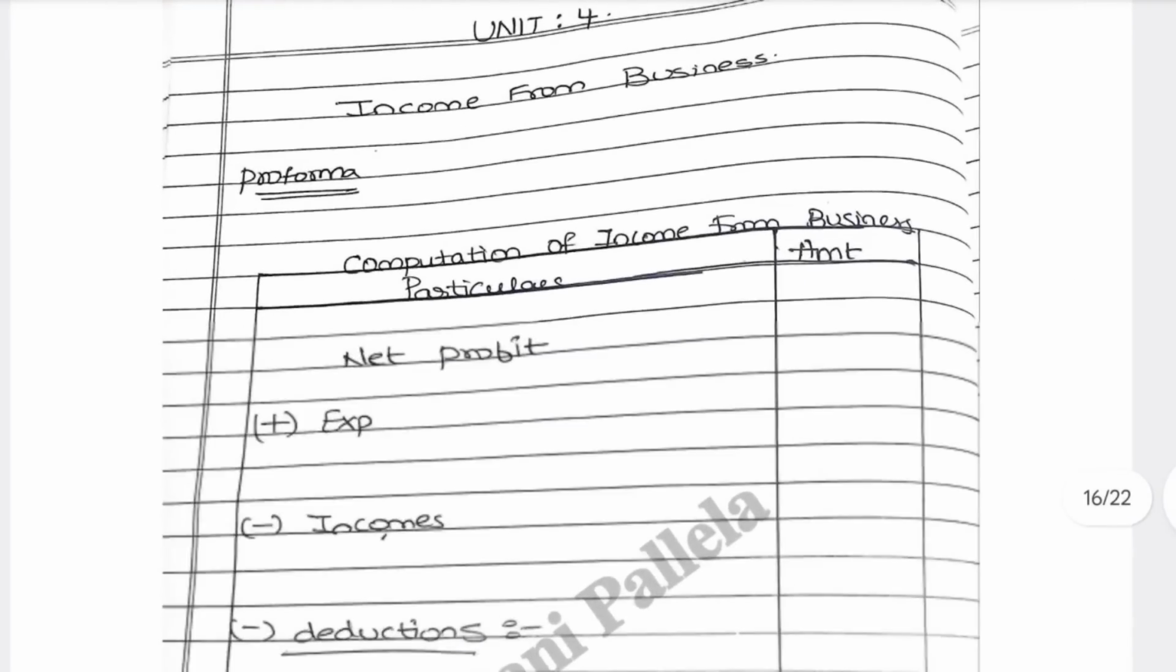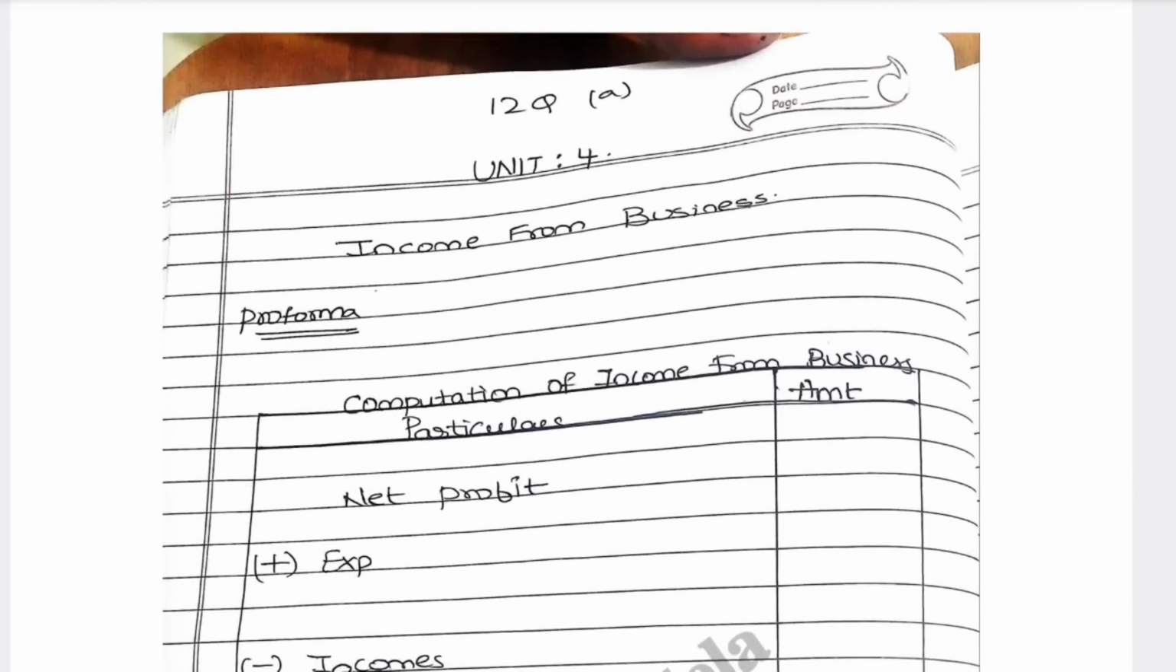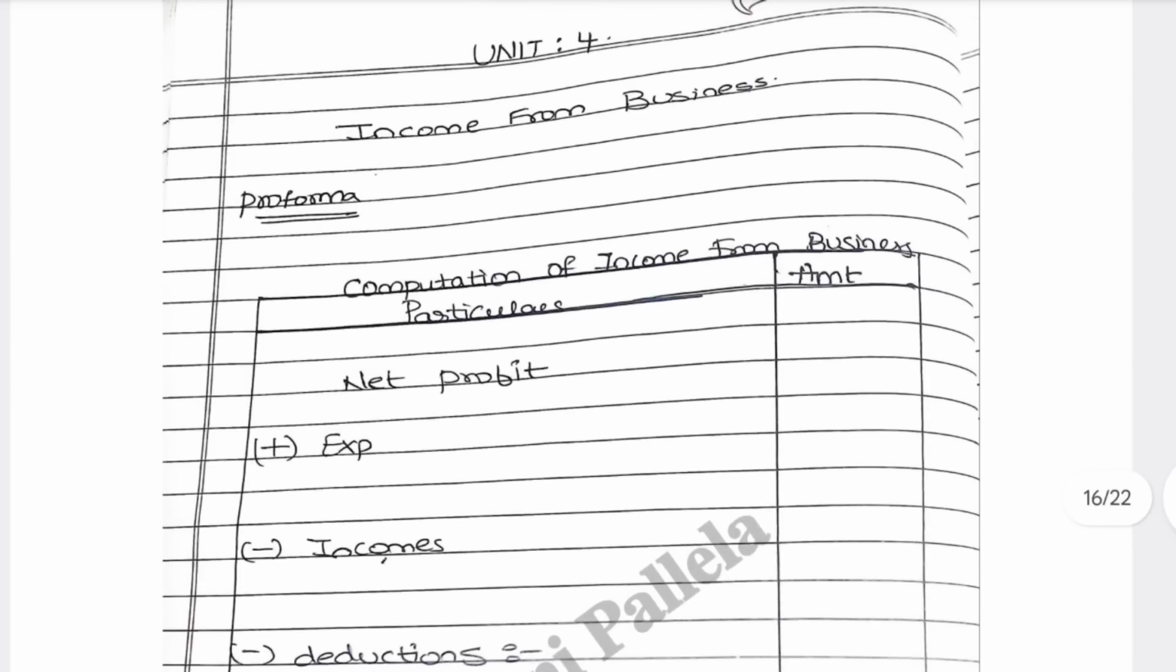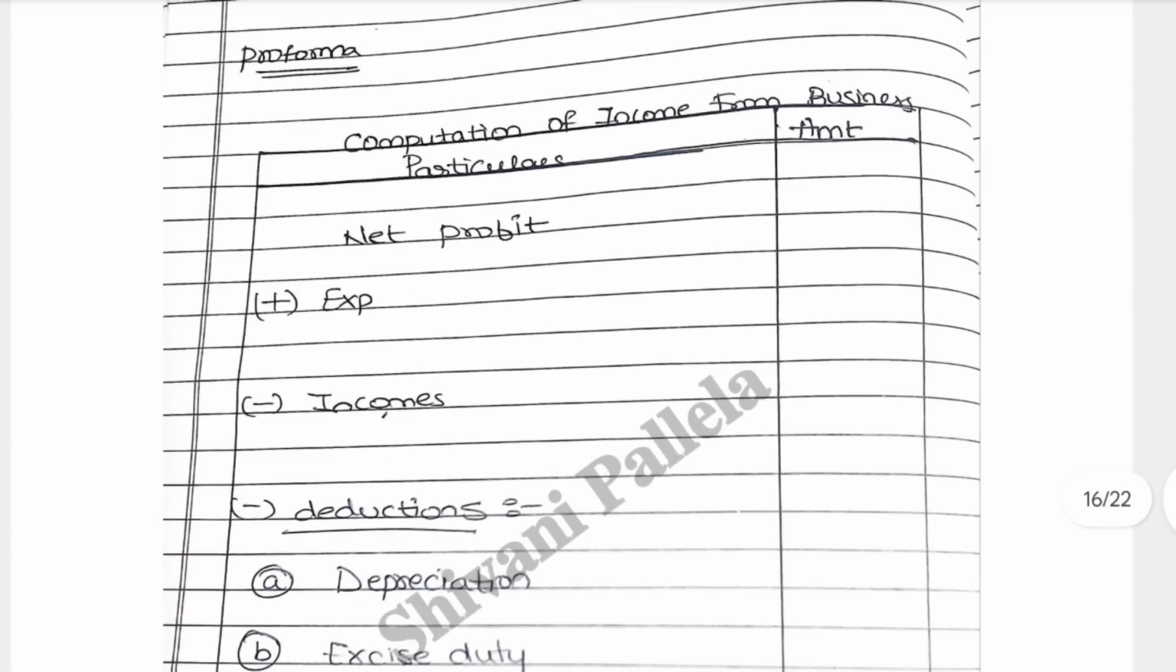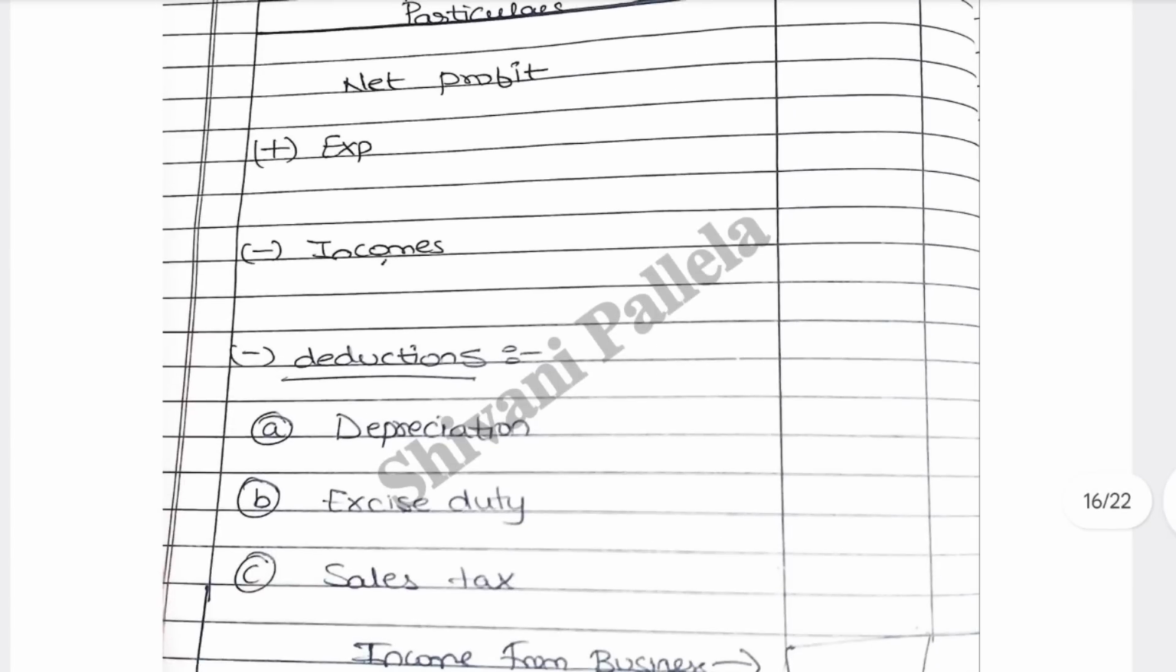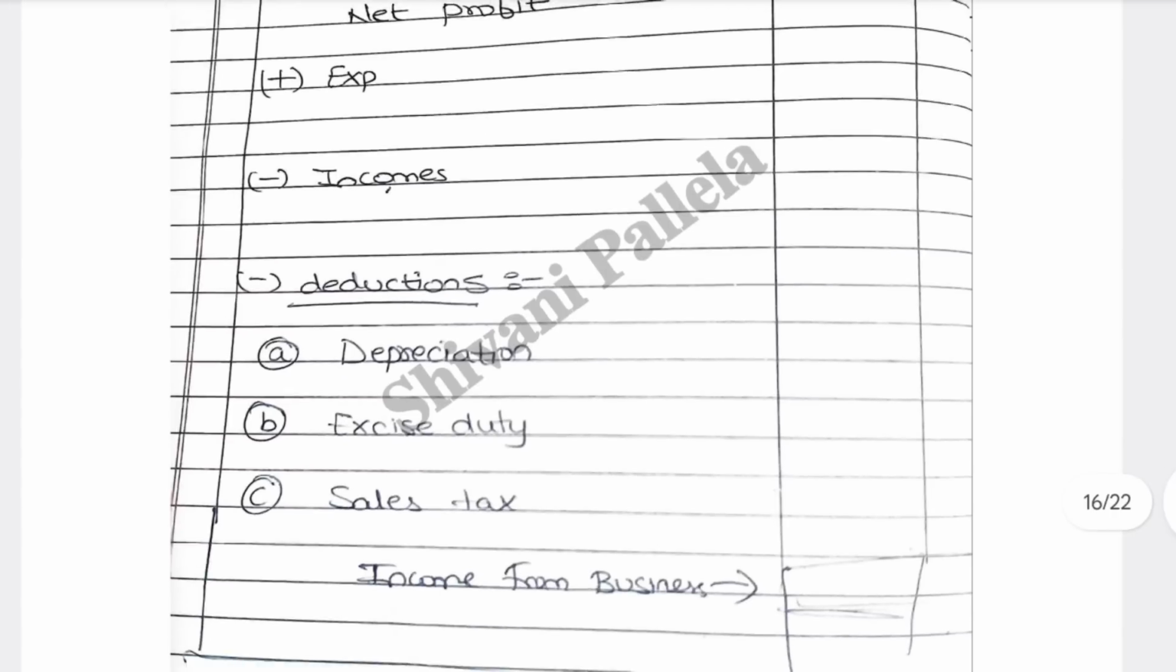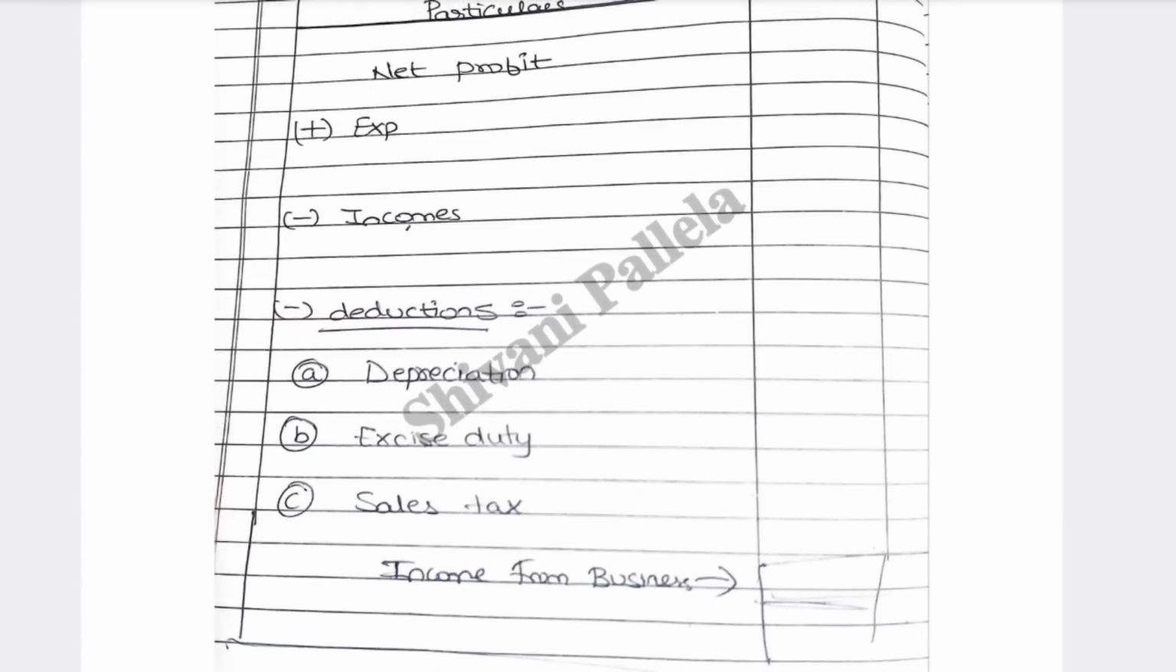Unit number 4. In unit number 4, 12th A. From 12th A you will get the questions. So what is the 12th A? Income from business. What are you learning in income from business? What is the pro forma you will have? From net profit we need to add the expenses and deduct the incomes. In deductions, how many deductions will you have? Depreciation, excise duty and sales tax. This is the pro forma of income from business.